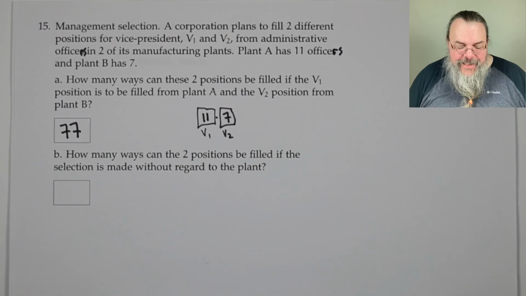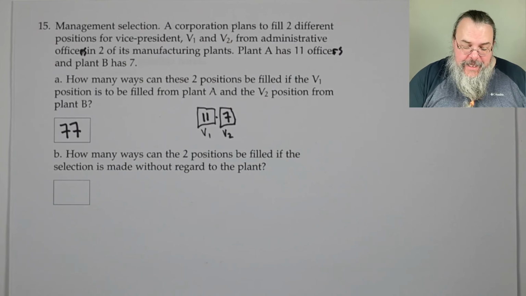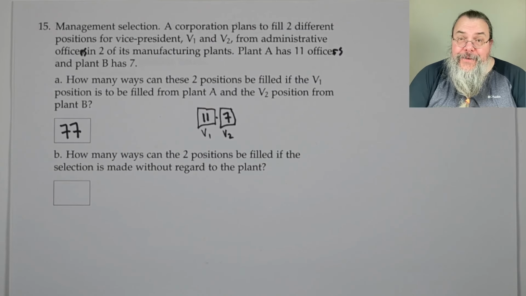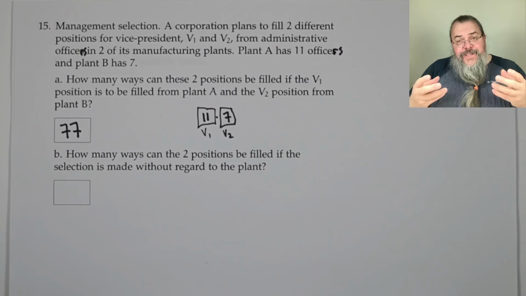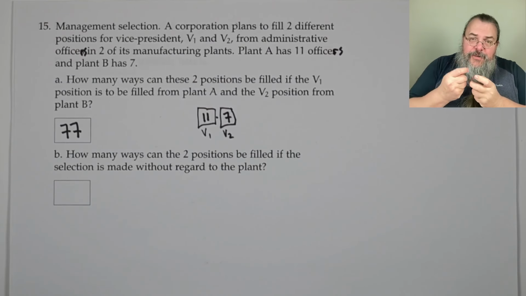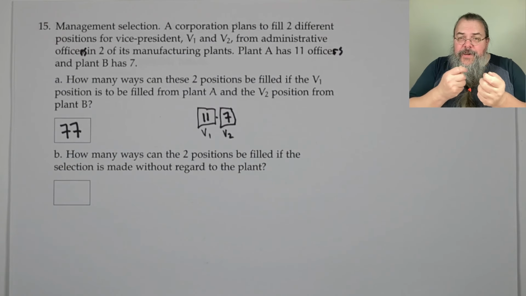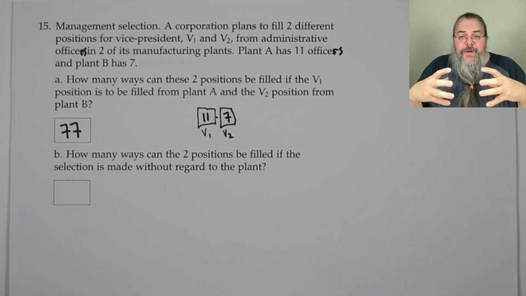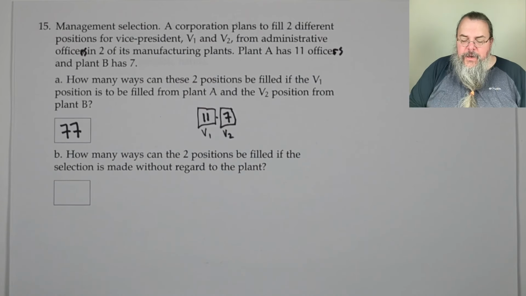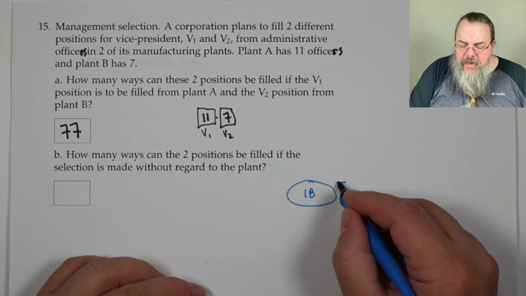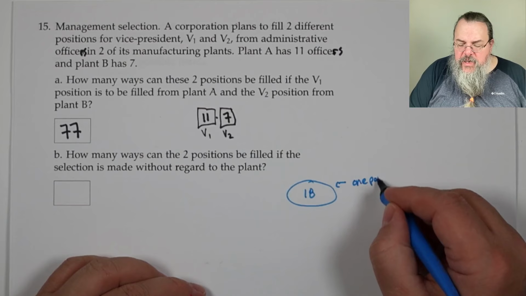Okay. All right. Cool. Now, B. How many ways can the 2 positions be filled if the selection is made without regard to the plant? See, right now I have 2 of these vice presidents. One comes from here, the other one comes from there. And so they're somewhat independent, and I have 2 separate pools. But what can we do? Well, we can make one giant pool. So one pool with 18 candidates.